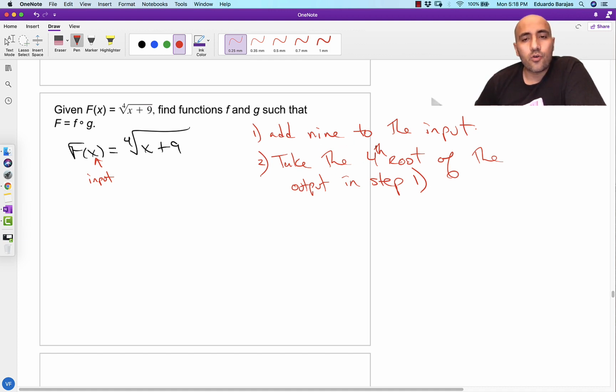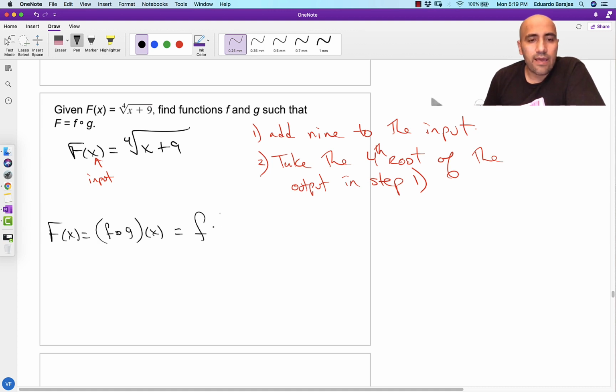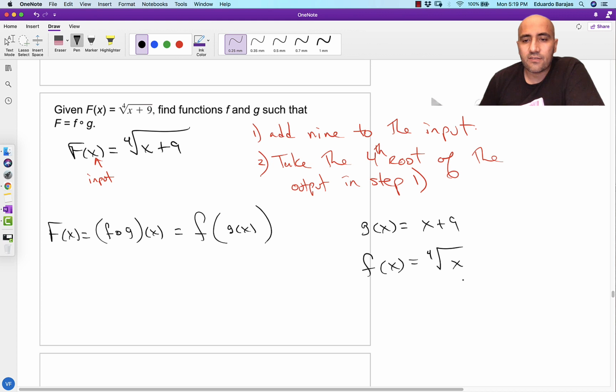So as long as we do those two things, we can break it up into pieces. We can find two pieces such that when we compose these two functions in this order, we end up with this. So it might take a bit of guessing and checking, but one super easy, obvious way is to look at it this way. Capital F of x is equal to f composed with g of x. So that means it's equal to f evaluated at g of x. One obvious thing we could do is to define g of x to be equal to the inside part of the root, which would be the x plus 9. And the f would then be the outside part, which would be the fourth root of x.